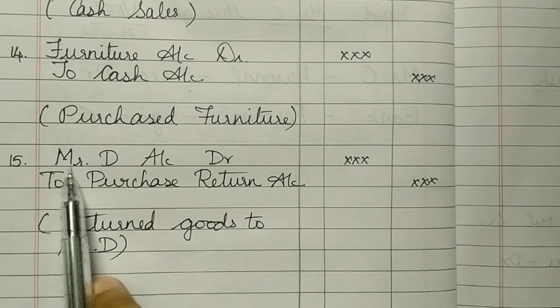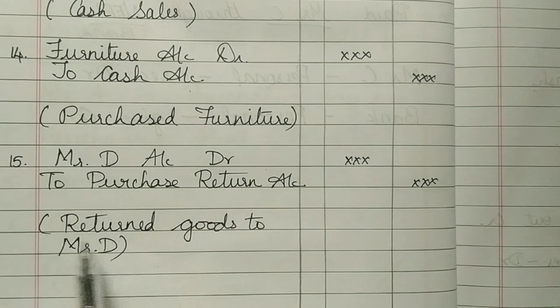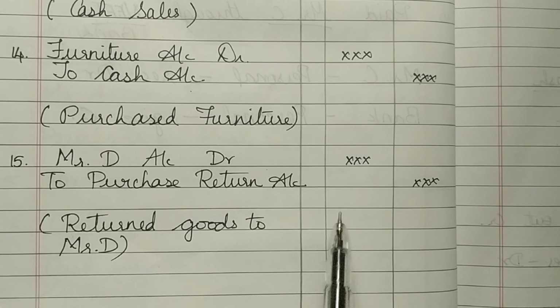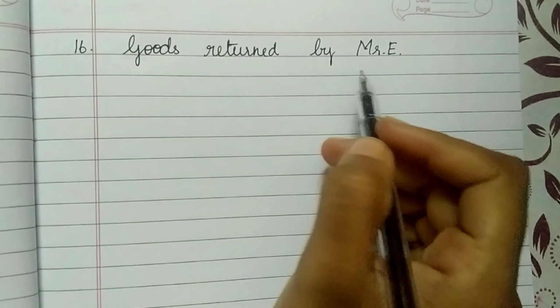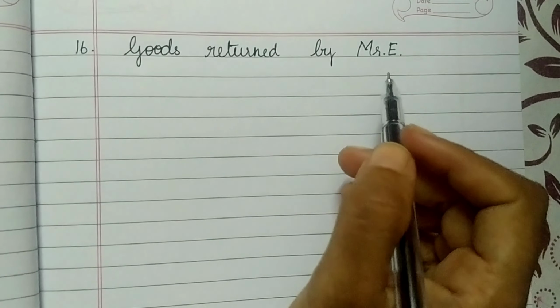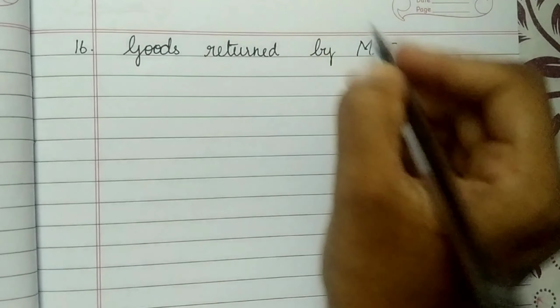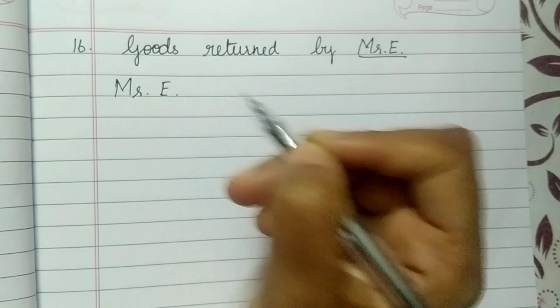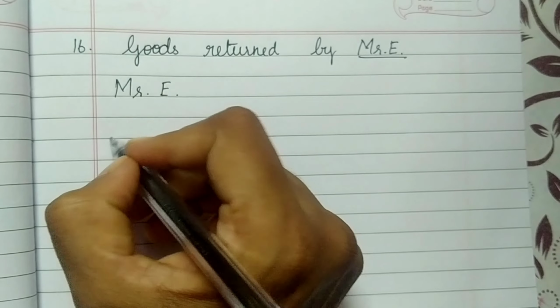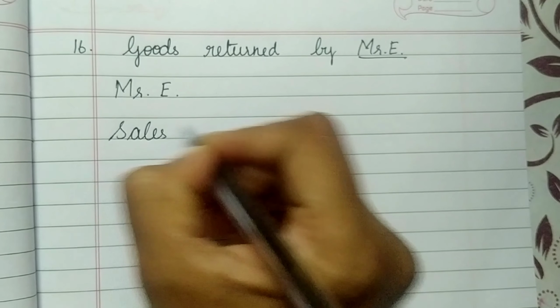So, the journal entry is Mr. D account debtor to purchase return account, return goods to Mr. D as a narration and the amount being posted. Goods returned by Mr. E. That means we have sold the goods and Mr. E is returning them back. So, we have a name over there which is Mr. E, and when we sell goods and they are returned, it's called sales return.